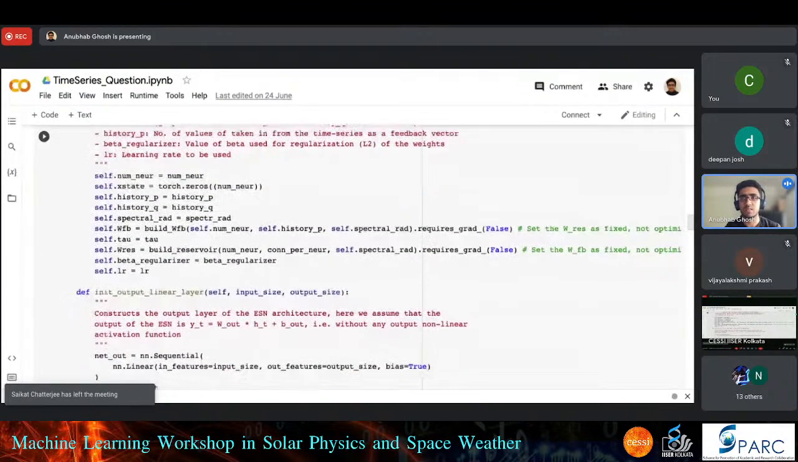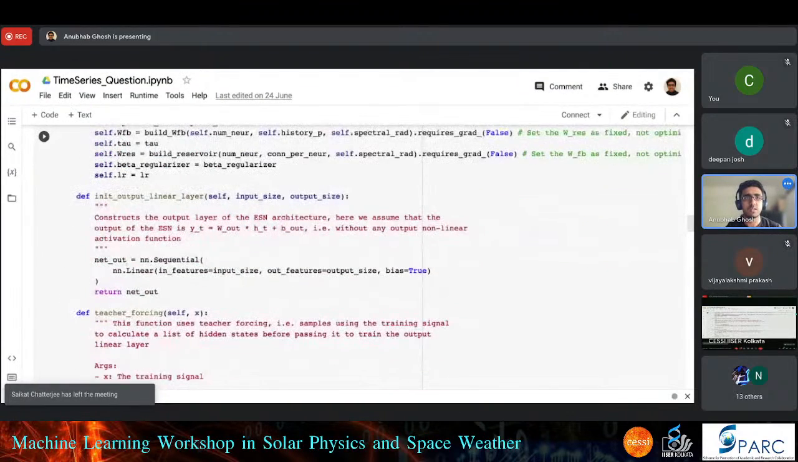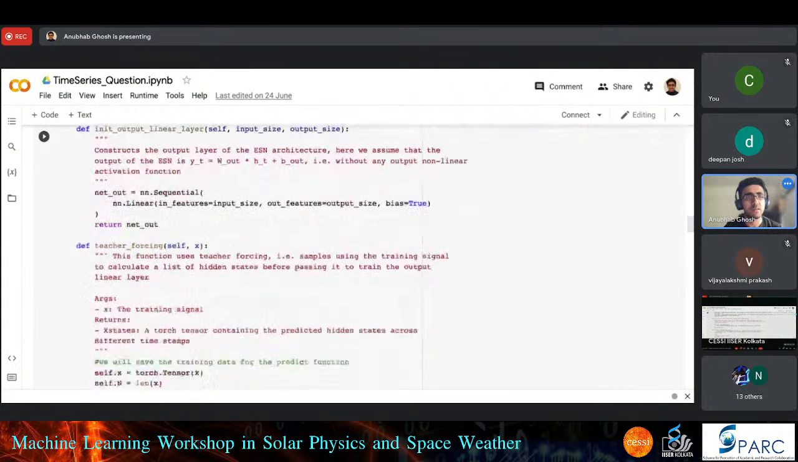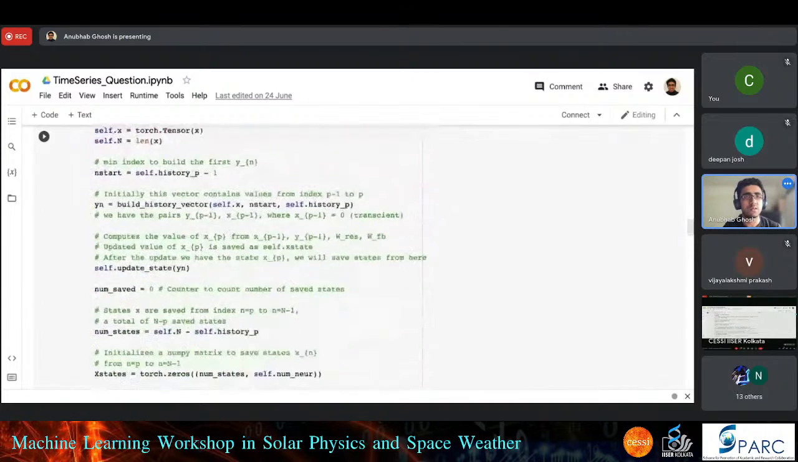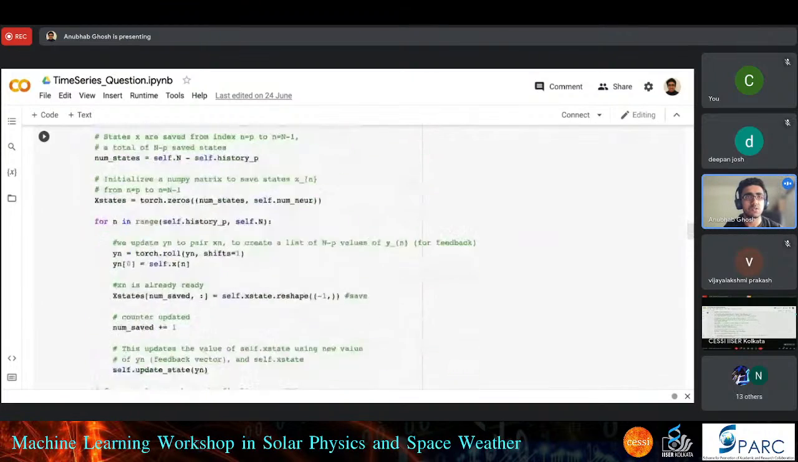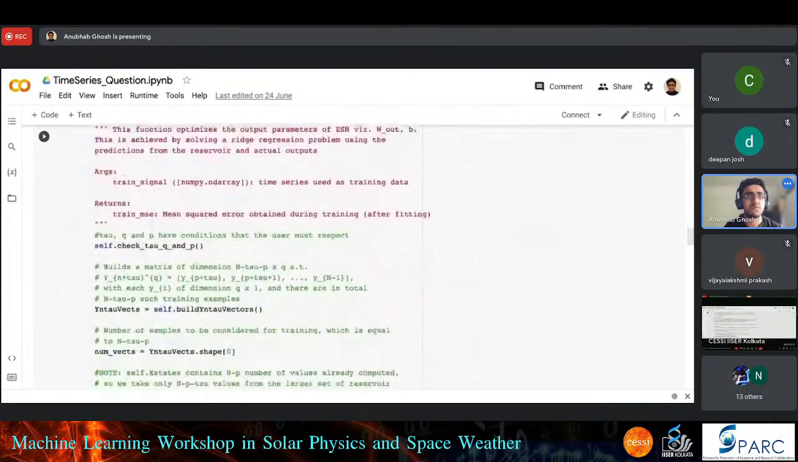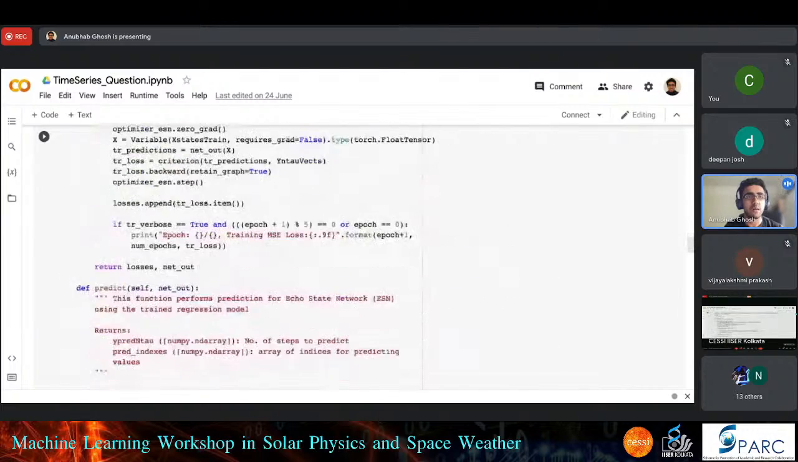And you can see this as you go to the code, that this output layer is the learnable layer here. So the only thing you need to fill in is the echo state update.